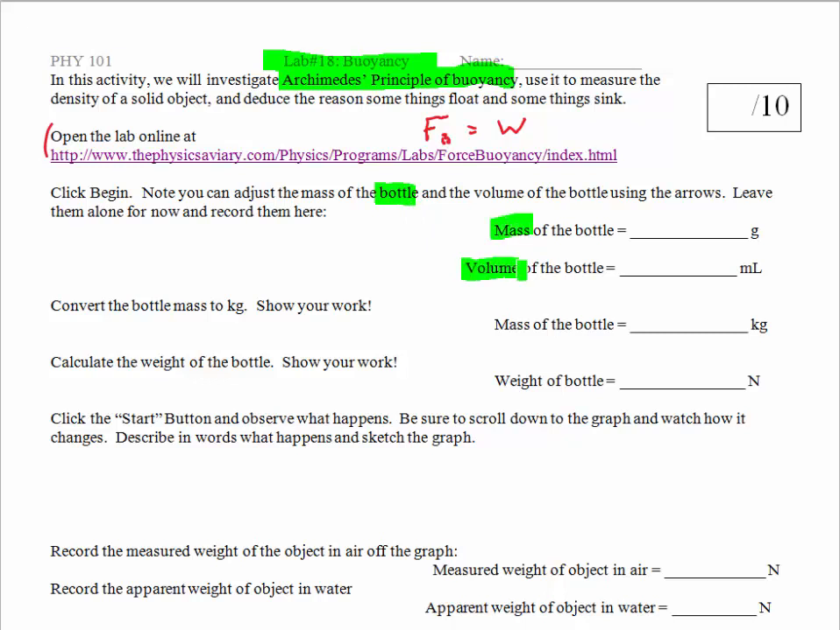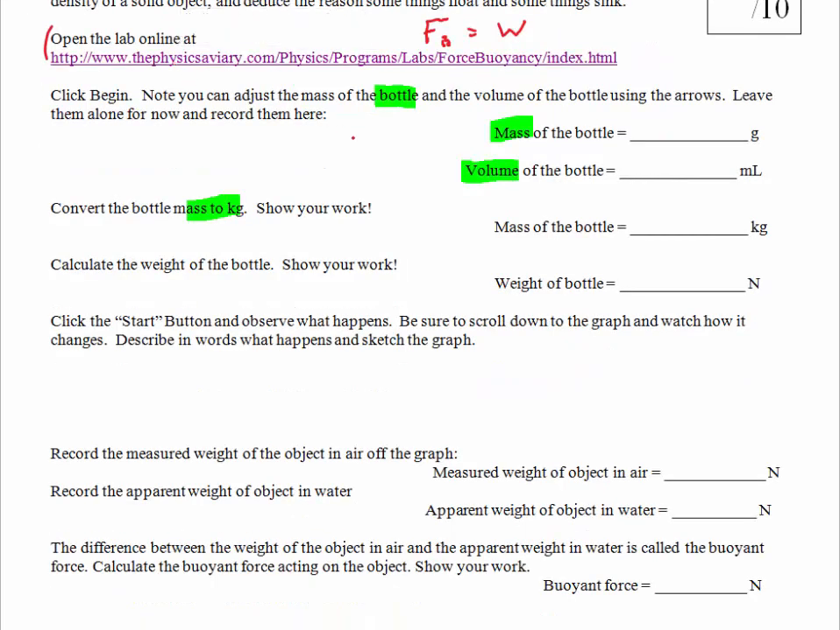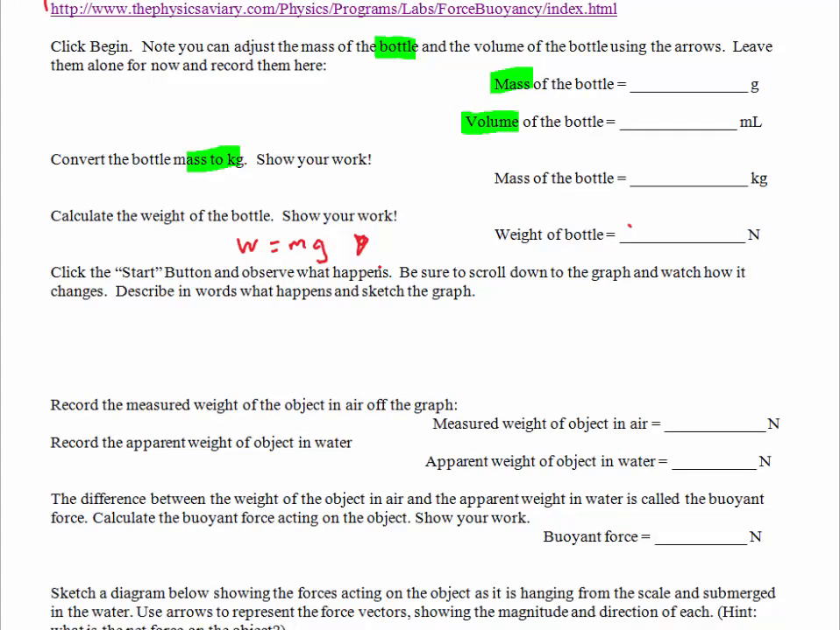So first, record the mass and volume of the bottle, they're on the screen. Convert the mass to kilograms, simply by dividing by 1,000. And then we're going to calculate the weight of the bottle. We know that the weight of the bottle should be equal to the mass multiplied by gravity. Again, one of the most important things that you'll learn in Physics 1.1.